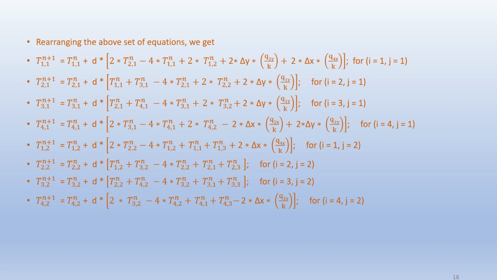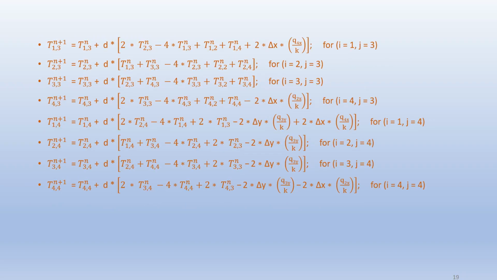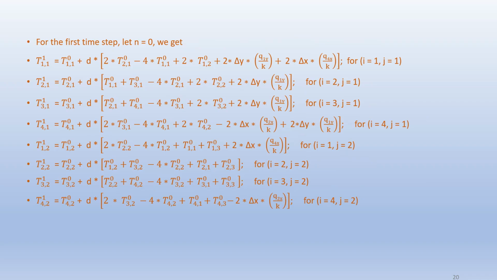You can rearrange these equations further as shown here. For the first time step, let n equal 0. We then get T1,1 at time 1 equals T1,1 at time 0 plus D times 2 times T1,1 at 0 minus 4 times T1,1 at 0 plus 2 times T1,2 at 0 plus 2 times delta y Q1y over k plus 2 times delta x Q4x over k, and so on for the remaining nodes.